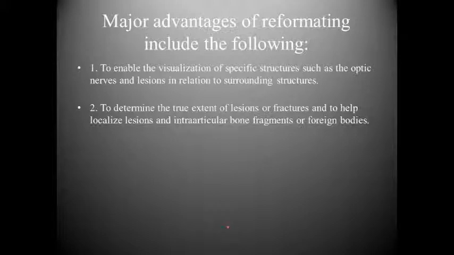So the major advantages of reformatting include the following. Number 1, to enable the visualization of specific structures such as the optic nerves and lesions in relation to surrounding structures. So it allows better visualization. Number 2, to determine the true extent of lesions or fractures and to help localize lesions and intra-articular bone fragments or foreign bodies. So you can determine how large lesions are, or how fractures have gone through the bone, how everything needs to be pieced back together.